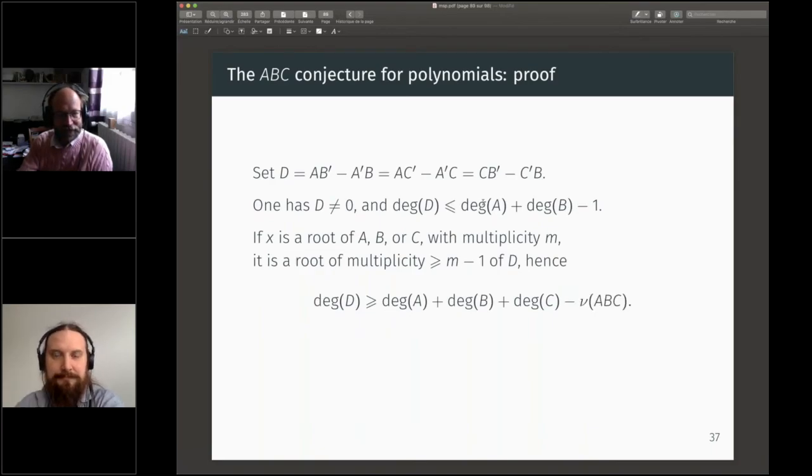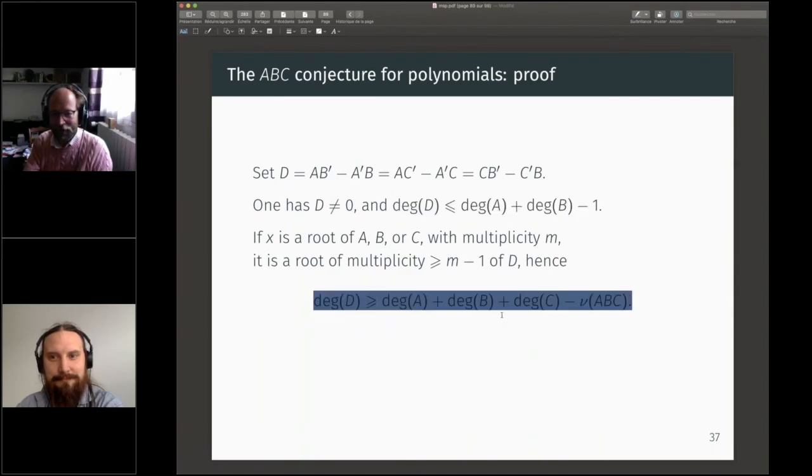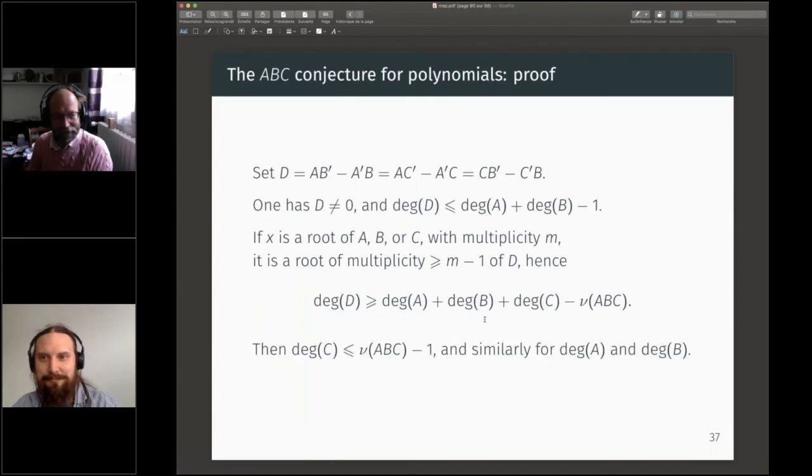So I have this inequality: the degree of d is smaller than something here, and greater than some other thing here. So I do the algebra, and I get that the degree of c is smaller than the number of roots of abc, minus 1. And by symmetry, I have the same result for a and b. And that proves the ABC conjecture for polynomials. So what was the trick that made this proof possible? It is just that I could differentiate polynomials.